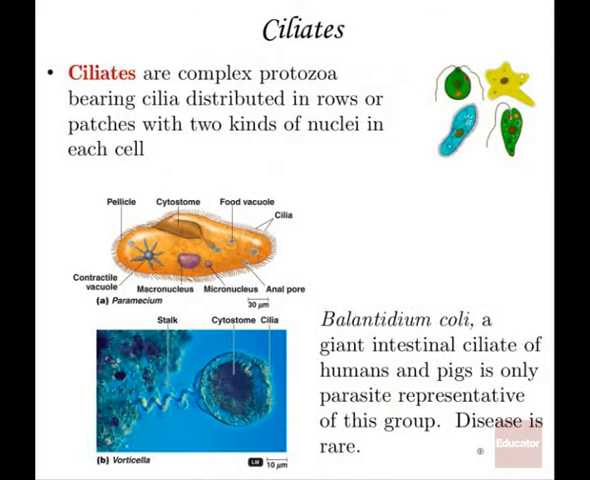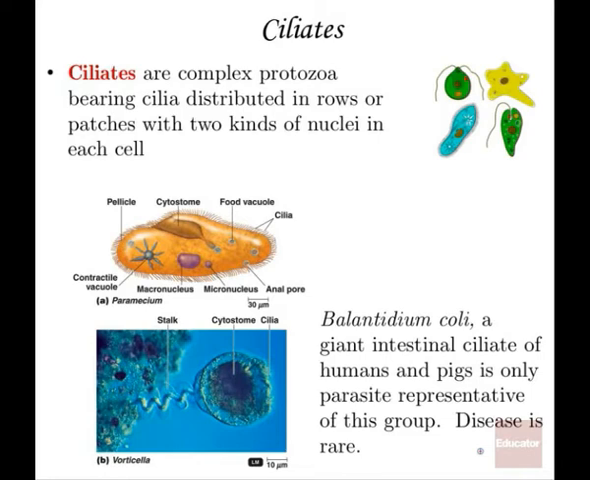So the Ciliates now is another group of protozoa, and they're very complex. They have cilia that are distributed in unique patterns in either rows or patches, and they have two kinds of nuclei in each cell. They have a micronucleus and a macronucleus, and these nuclei function in relationship to a type of reproduction that protozoa go through called conjugation. It's actually a lot similar to bacterial conjugation as well.